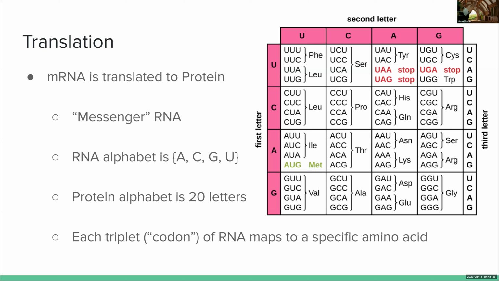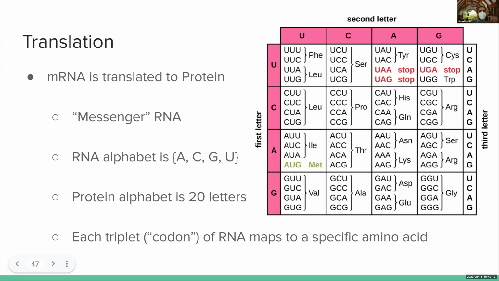So the way to read this table, the big rows represent the first letter of the codon. Codon is just a word for a 3-letter RNA chunk. The columns represent the second letter, and then the smaller rows represent the third letter. So for example, AUG codes for the amino acid methionine.